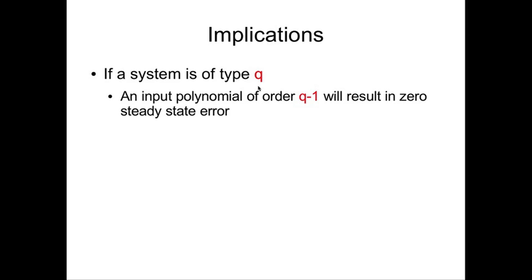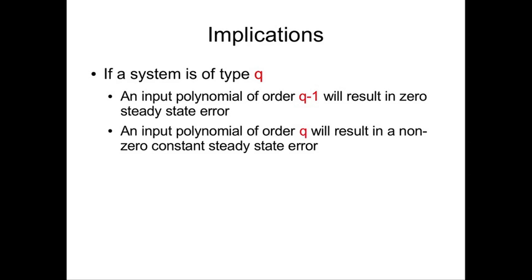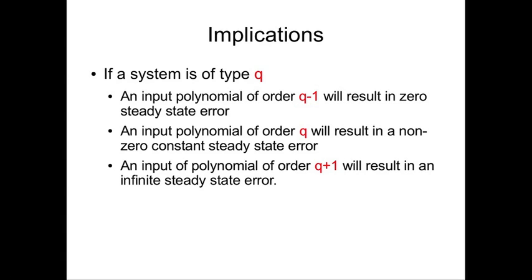These are the implications of system type. If a system is of type Q, and to this system you give an input polynomial of the order q minus 1, it will result in 0 steady state error. If you give it an input polynomial of order q, it will result in a non-zero constant steady state error. On the other hand, if you have an input polynomial of q plus 1, it will result in an infinite steady state error.